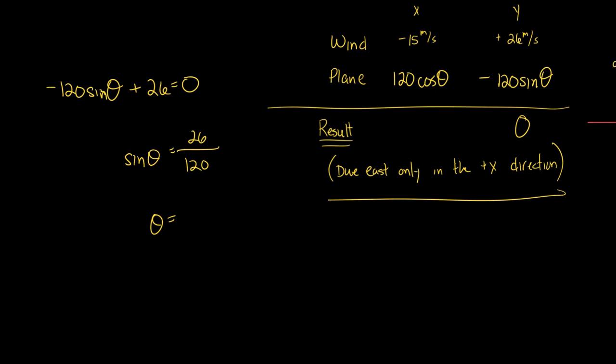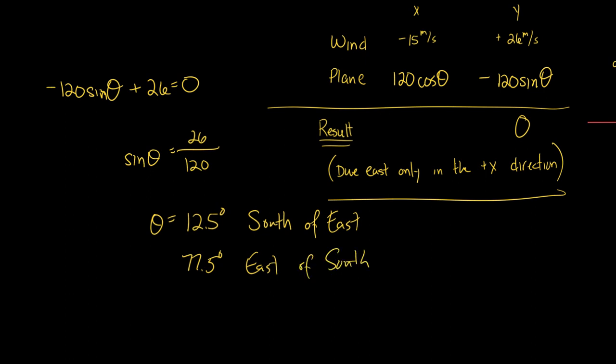What's that? 12.5 degrees. Specifically, 12.5 degrees south of east. Right? Face towards the east, turn towards the south, 12.5 degrees. You could also write this as 77.5 degrees, but then you better say east of south. Right? We all good? All right. That's the direction you have to face.